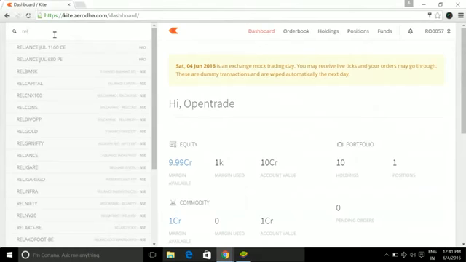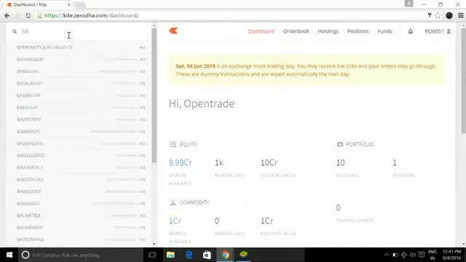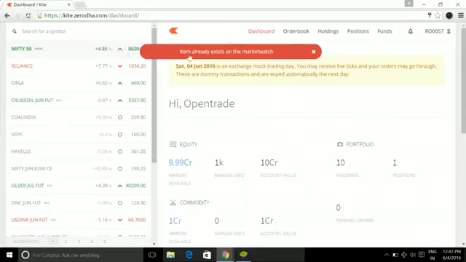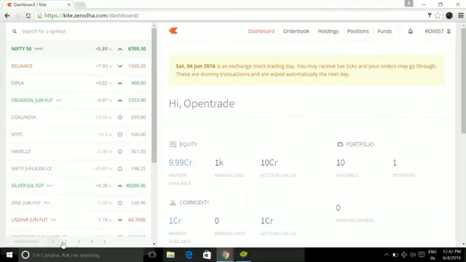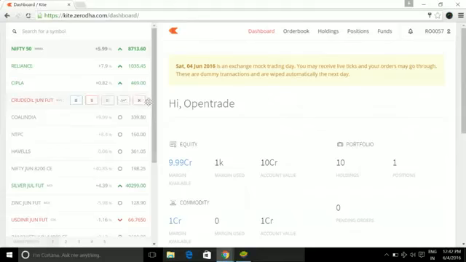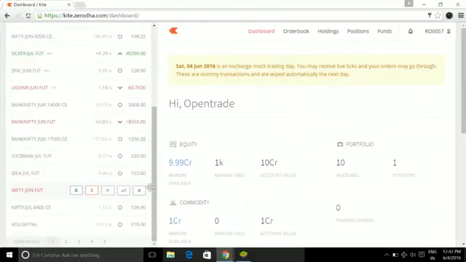So let me show it to you. Say Reliance Capital. Let me add some more stocks, say Bank Nifty Future. As you can see, as soon as you hit the limit, it says item already exists on the market watch. You can hit close and go to the next market watch and add that if you want. But like I said, one of the coolest things about Kite is that the entire watch list consumes less than half a KB per second, which is way less than most platforms out there.